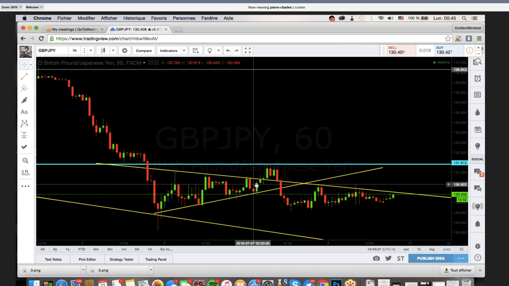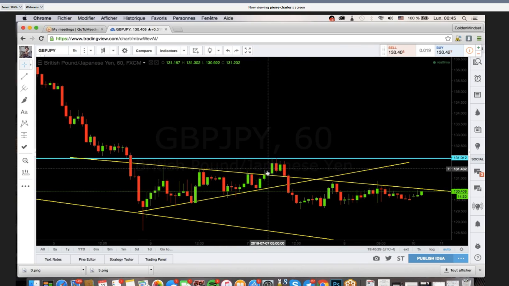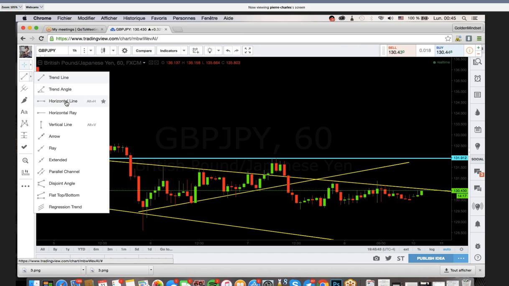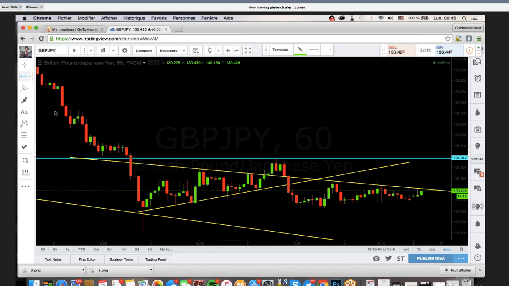So here, we can actually see a break up, right? We clearly see a break up, but I wouldn't have bought this. Why? Because there's a monthly level right above it. So what I would have done is put a buy stop above all this resistance level, around 133. This is what I would have done.